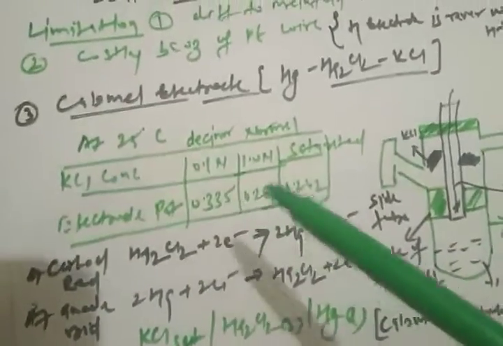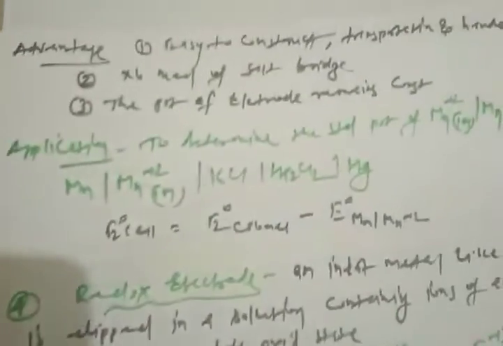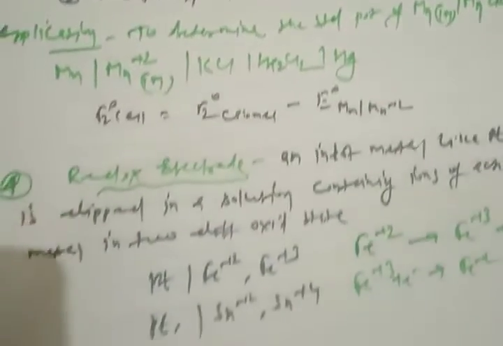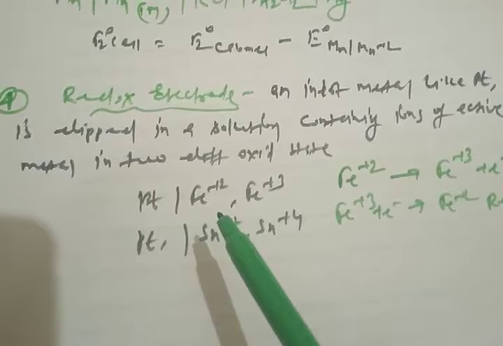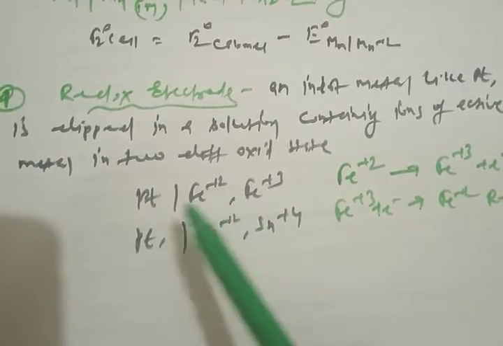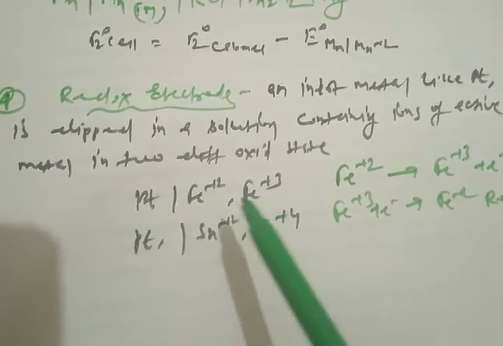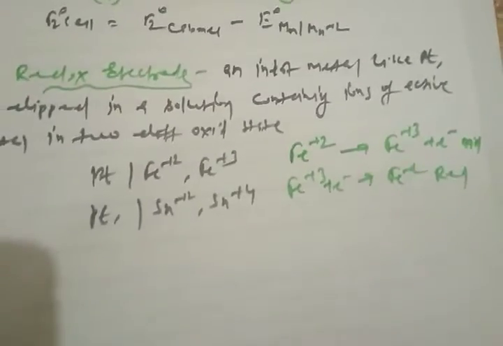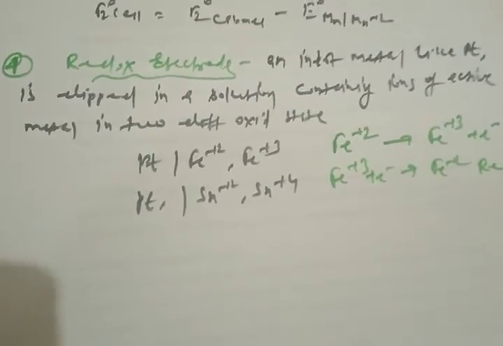Okay, these are the cell reactions we have. Then we discussed some of the advantages of Calomel electrode, along with one application. And finally we have a redox electrode in which the same metal is taken against an inert metal like platinum, where both oxidation and reduction occur. So as the examples, Fe plus 2 and Fe plus 3. So this is all from this lecture. Thank you.